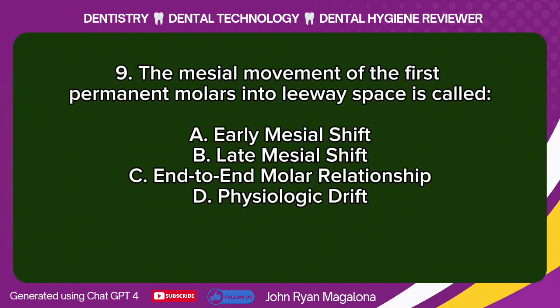9. The mesial movement of the first permanent molars into leeway space is called: A. Early mesial shift. B. Late mesial shift. C. End-to-end molar relationship. D. Physiologic drift. Answer: B. Late mesial shift.